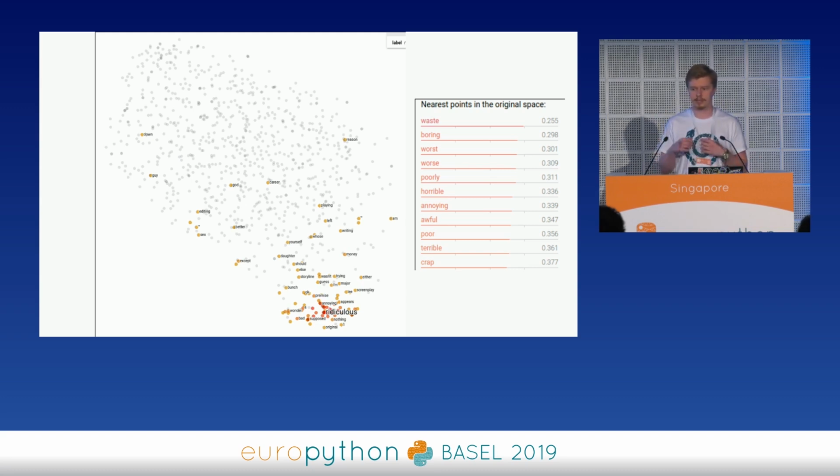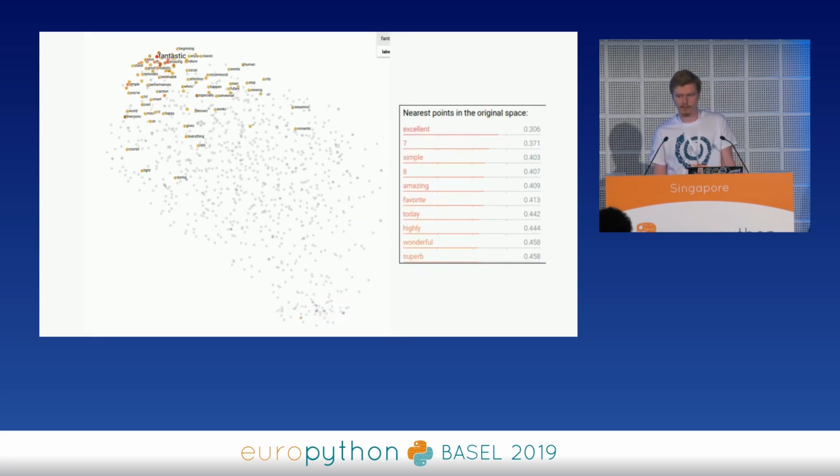As it was also stated in the first keynote, we can look at the similarity. Here I looked at the similarity to the word "ridiculous", and the closest words to it are "waste", "boring", "worst", "worse". So our network, without even knowing the meaning of the words, learned that they basically mean that the review was bad. On the other hand, if we choose the word "fantastic", the nearest neighbors are "excellent", "7", probably like on the numeric scale from 0 to 10, "simple", "8", "amazing", and so on.